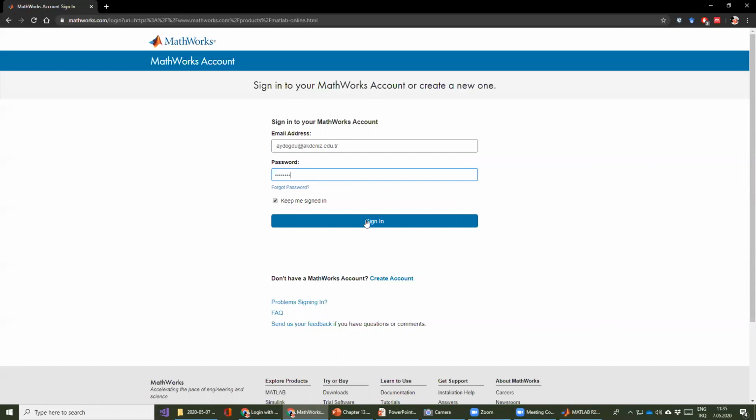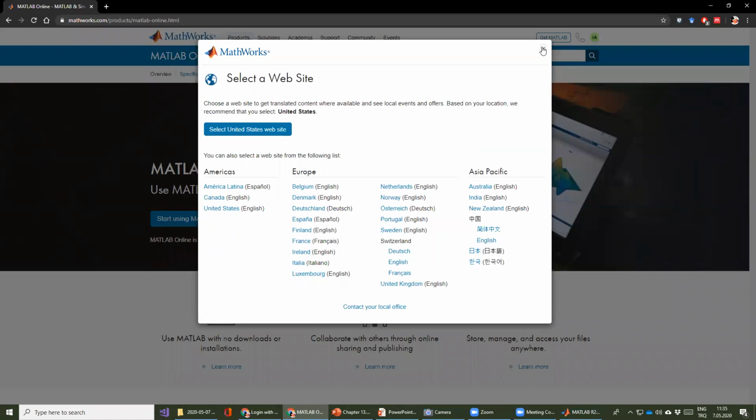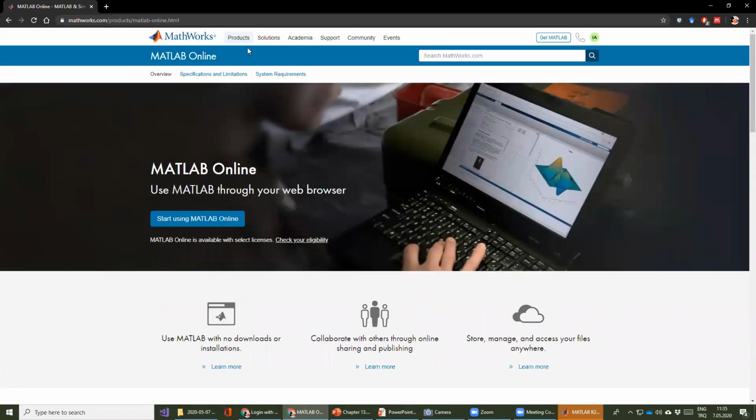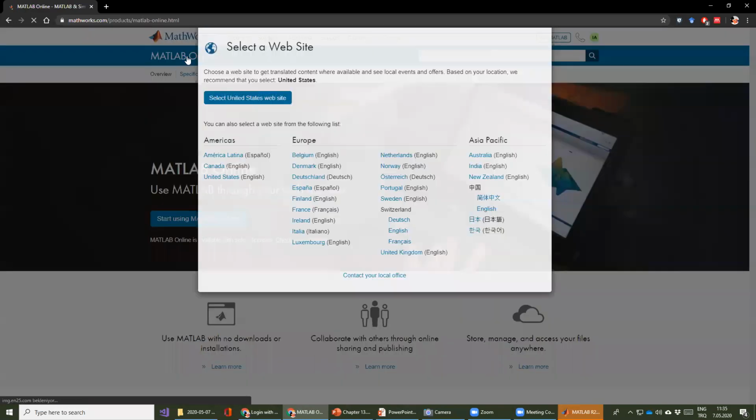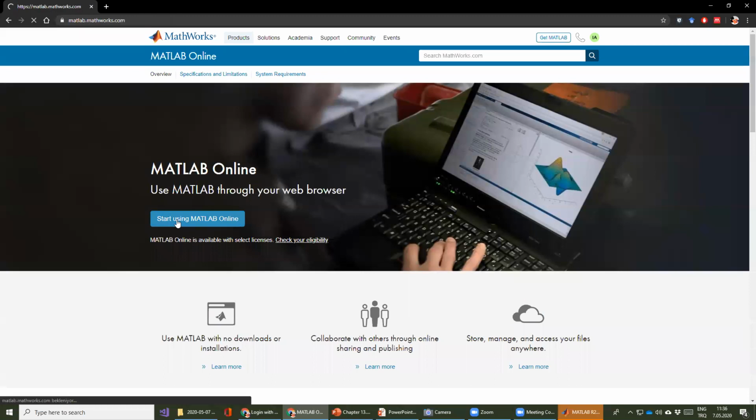I hope I remember my password correctly. Sometimes I make a mistake. Yeah, this is correct. And click on MATLAB online and start.